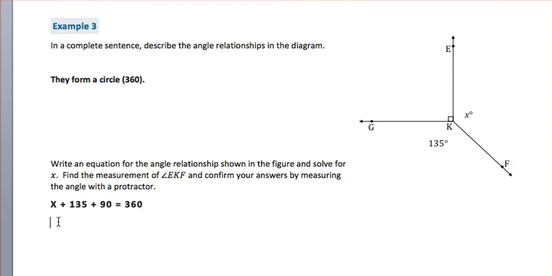Then we would combine like terms, x plus 225 equals 360. So x equals 135 degrees.